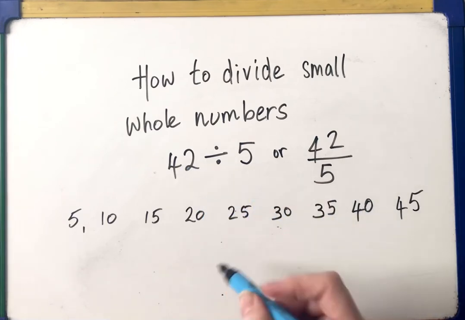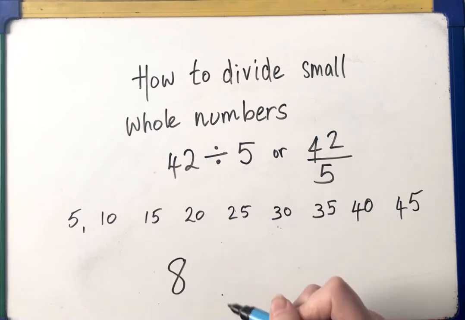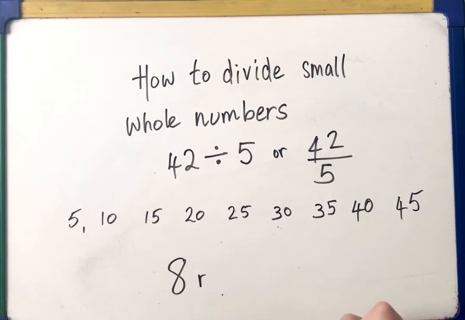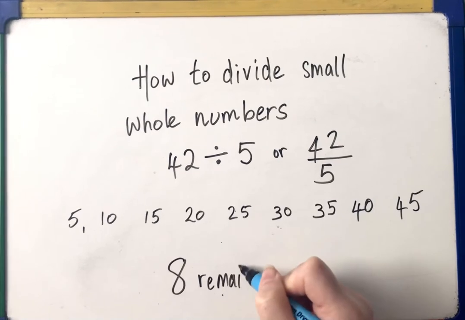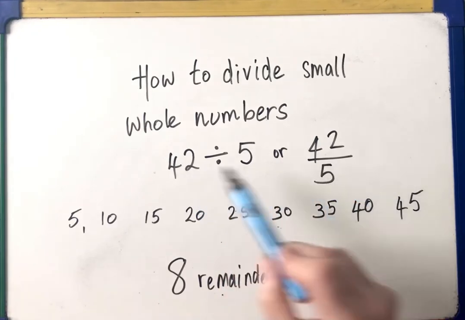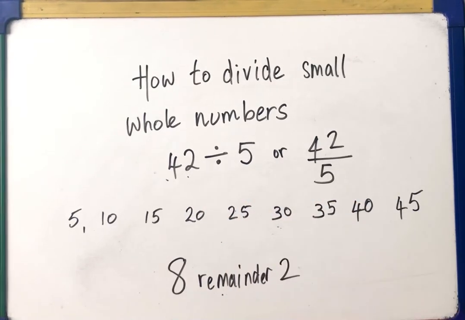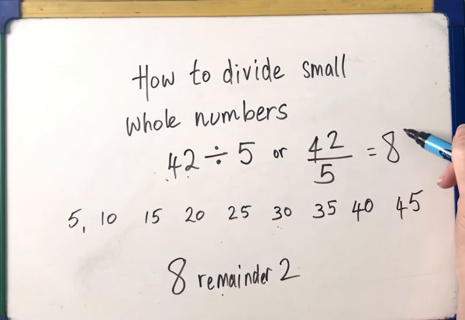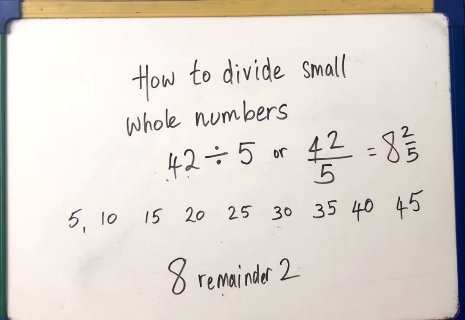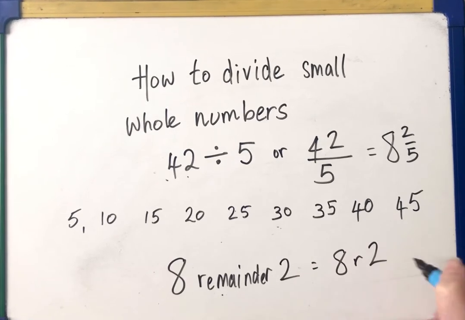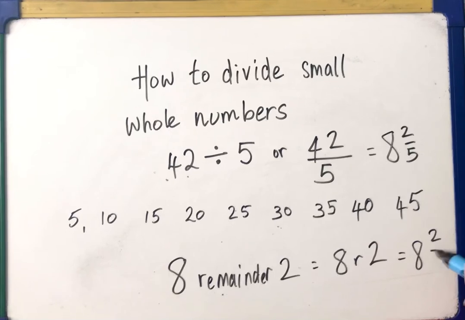So 42 divided by 5, it goes in 8 whole times, but there's a remainder. You might see it written little r for remainder. Well, what's left over is 40, 41, 42, so there's 2 left over. If I was writing this as a fraction, I would say it goes in 8 whole times and 2/5 left over. So 8 remainder 2. 8 remainder 2 is 8 and 2/5.